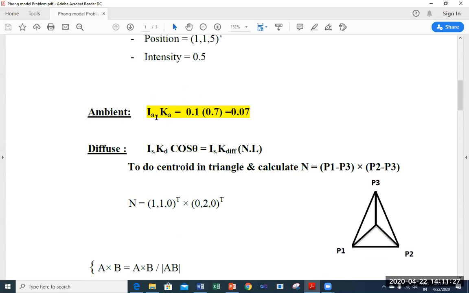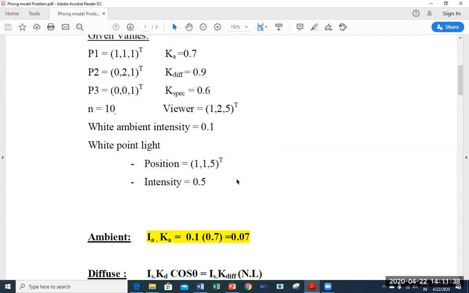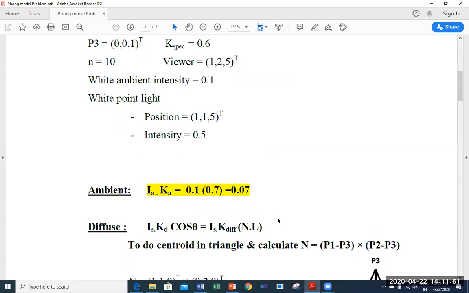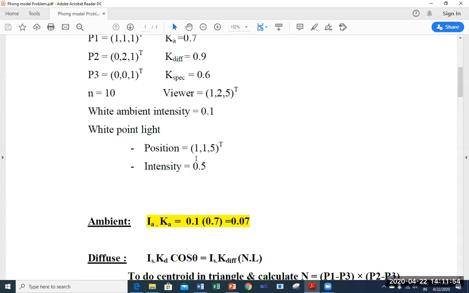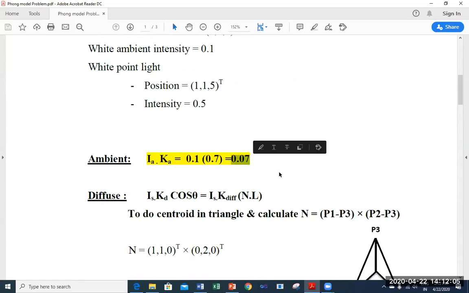With respect to ambient, the intensity of ambient I is equal to IA into Ka. So IA, the white ambient intensity value, is 0.1, and the coefficient factor value is 0.7. So the ambient value is 0.07. Simple: the white ambient intensity value is 0.1 and the coefficient factor value is 0.7, right? And you got the value 0.07.